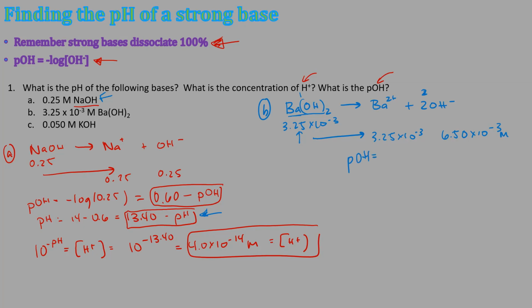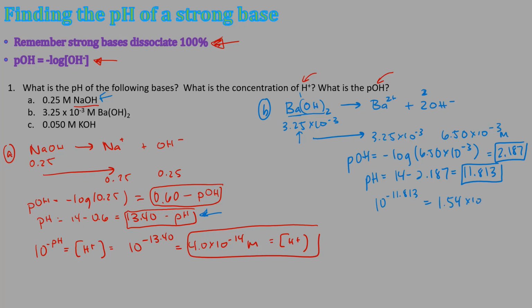So I'm going to find the pOH first because I just have to take the negative log of the hydroxide, the 6.50 times 10 to the negative third, and that will give me 2.187. Then my pH is equal to 14 minus 2.187 because pH plus pOH equals 14, and so my pH is 11.813. Then to find hydrogen, I'm going to take 10 to the negative 11.813, and that would give me 1.54 times 10 to the negative 12. That's just 10 to the negative pH.